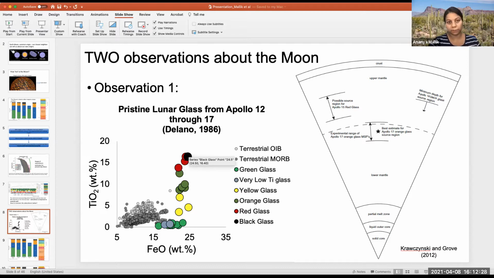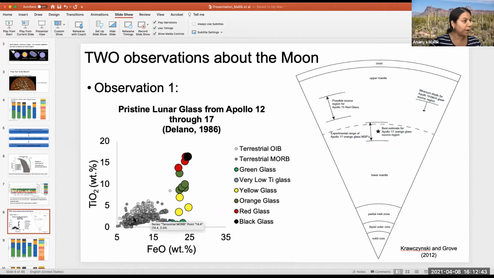So here's the first observation. There were different pristine lunar glasses that were collected from the moon in the Apollo missions 12 through 17. So this is TiO2, titanium dioxide, versus iron oxide.